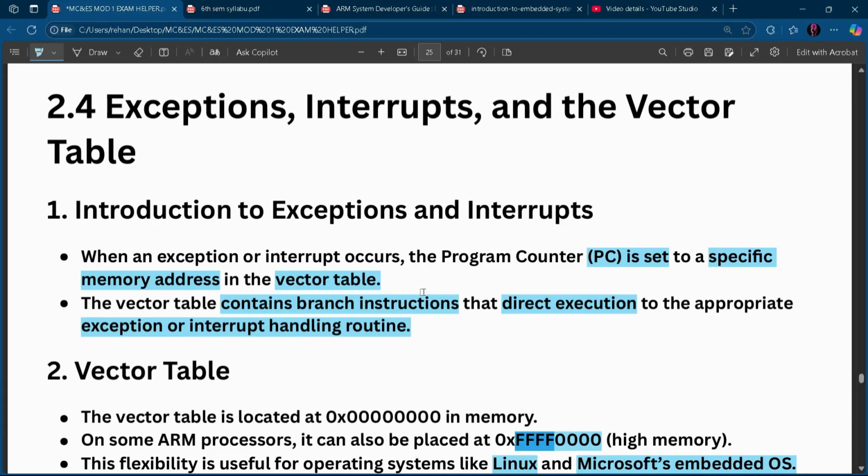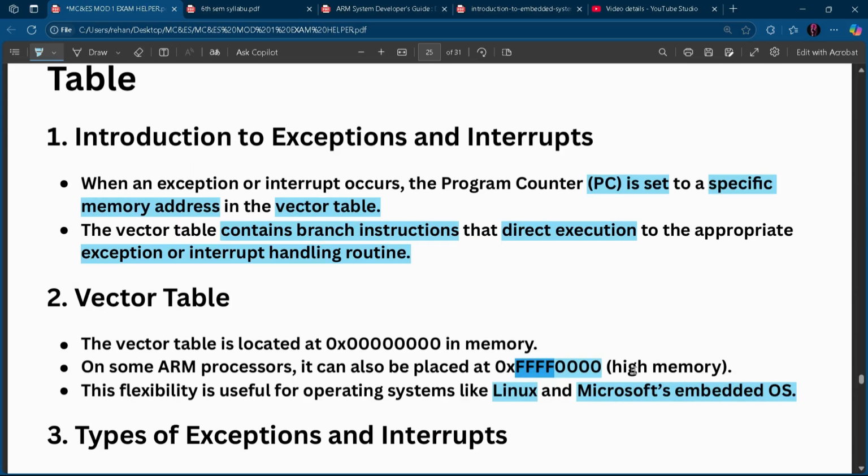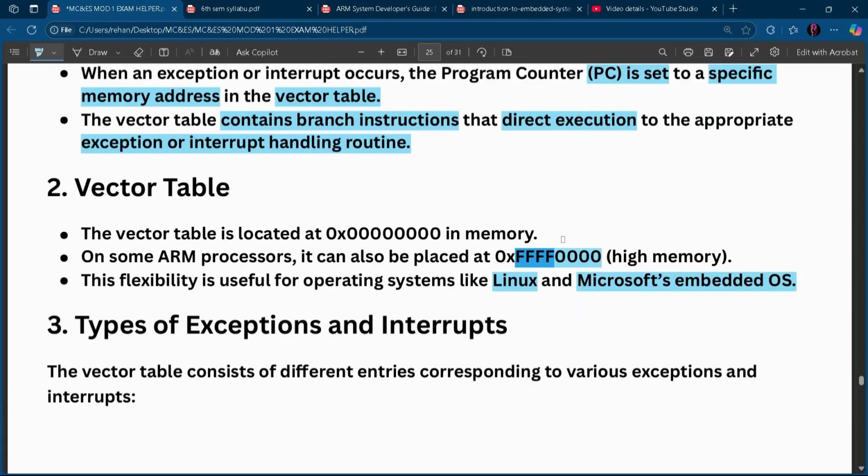When an exception or interrupt occurs, the program counter is set to a specific memory address in the vector table. Always remember, whenever an exception or interrupt occurs, the basic flow of instruction is disrupted and then it follows the vector table itself. The vector table is located at 0x00000000 in memory, and it can also be placed at 0xFFFF0000, which is higher memory. That flexibility is used for operating systems like Linux.